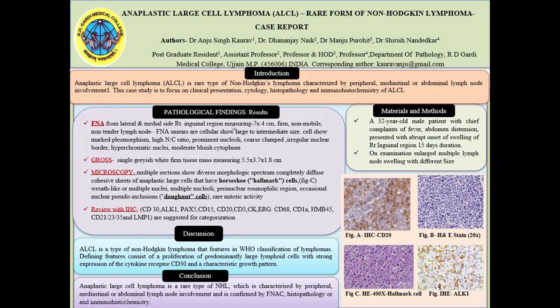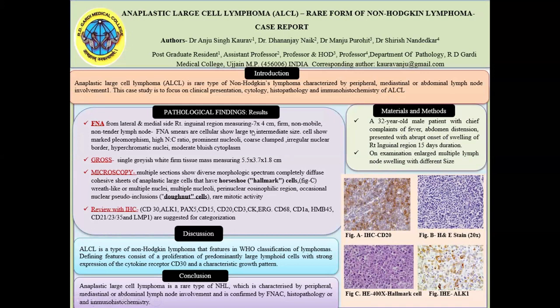So, pathological finding in a FNA smear. The materials and methods: a 32-year-old male presented with chief complaints of fever and abdominal distension, with abrupt onset of swelling of the right inguinal region of 15 days duration. On examination, there were multiple enlarged lymph nodes of different sizes.